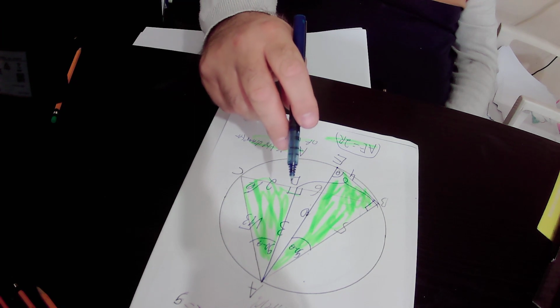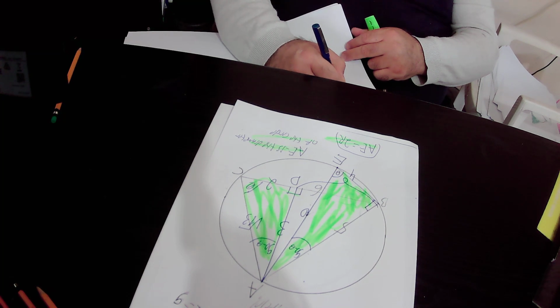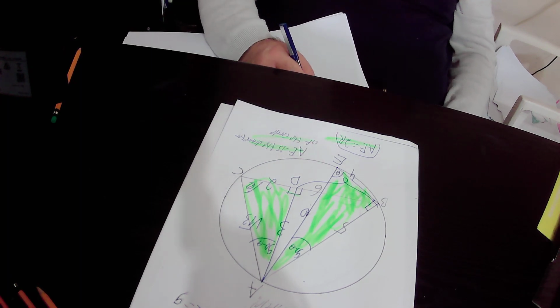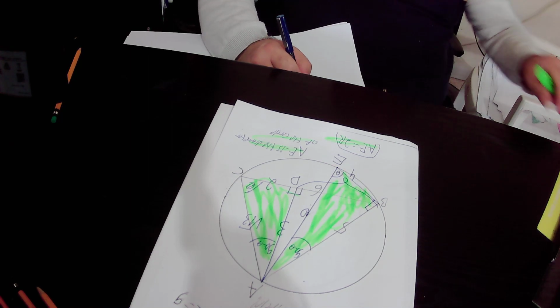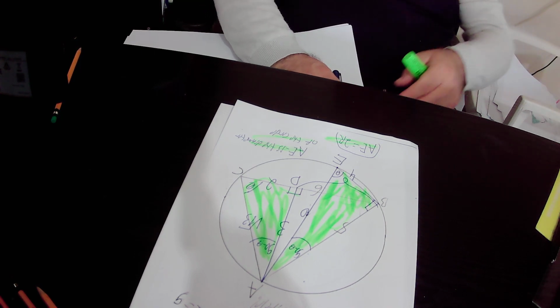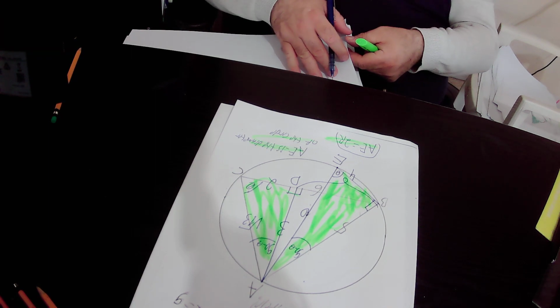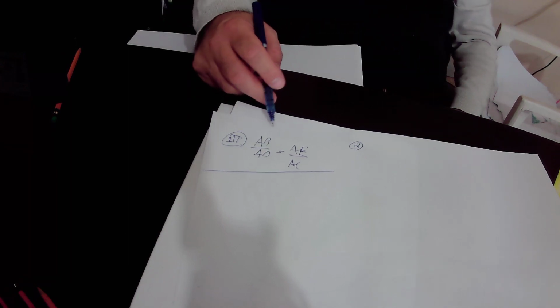AB over AD equals AE over AC. Repeat again. From the fact that the two green triangles are similar to each other, we'll conclude that AB over AD equals AE over AC.